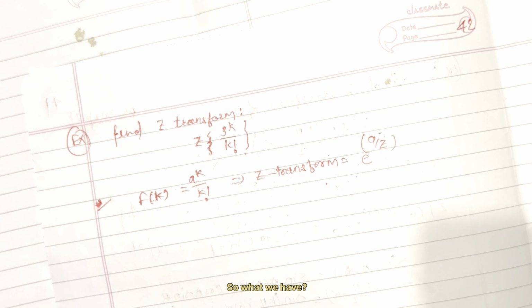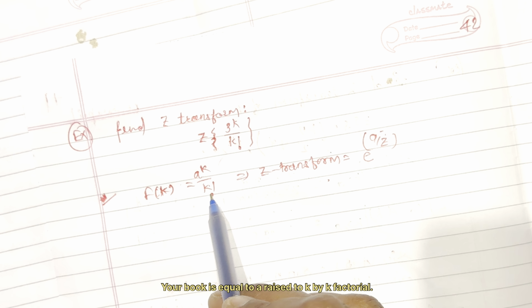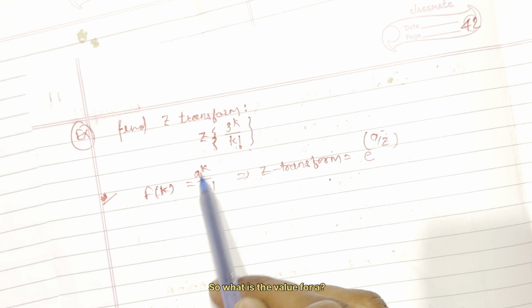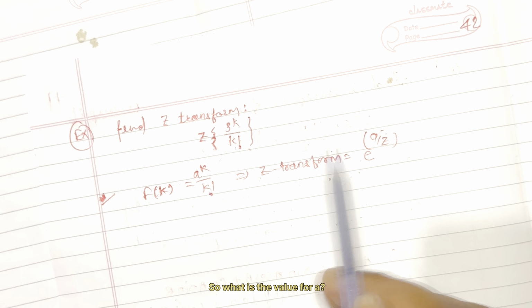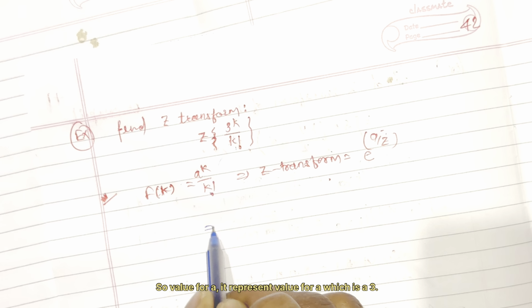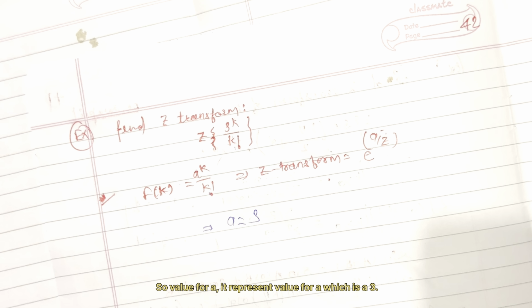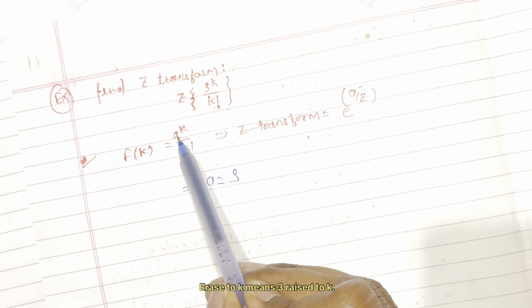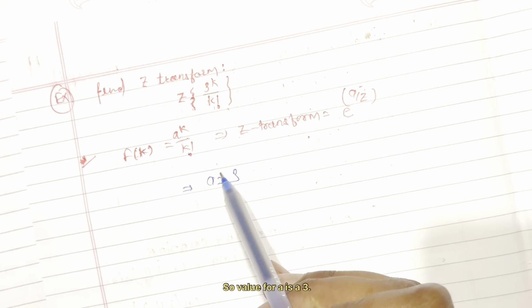So what we have is f of k equal to a raised to k by k factorial. Now see the Z transform of 3 raised to k by k factorial. What is the value of a? We need only the value of a, which is 3. I hope you have all understood why a is 3: a raised to k means 3 raised to k, so the value of a is 3.